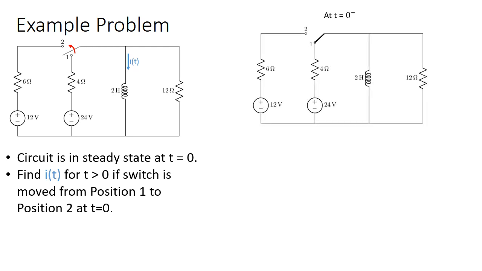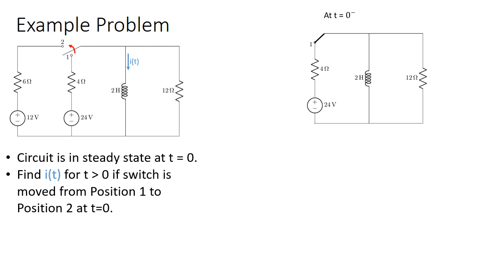So when we're at t equals 0, just before the switch moves, we have this layout of the circuit, and you can see that the switch is in position 1. And what this means, though, is that the 12-volt source and the 6 ohm resistor are no longer attached to the rest of the circuit. So for our purposes to do the analysis of this circuit before the switch moves, we can just think of it as not having that piece of the circuit there at all.